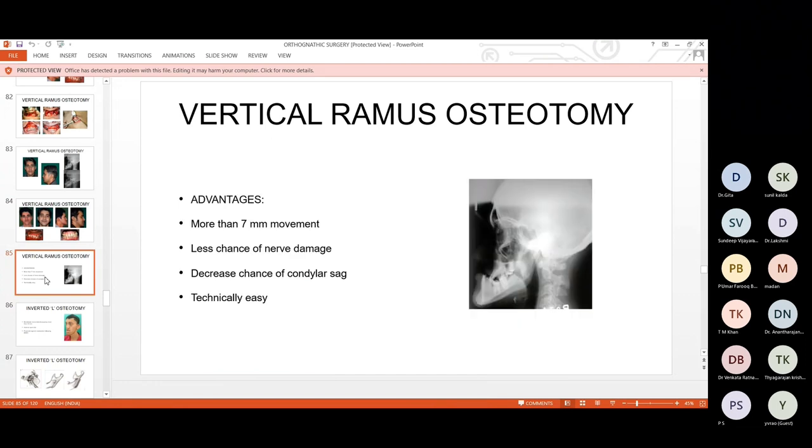So vertical ramus osteotomy, when do you consider it? You consider it when there is more than 7 millimeter movement. There is less chance of nerve damage, obviously, because you are going much behind in the mandible. There is a decreased chance of condylar sag, and it is technically fairly easier to perform. It will lead into another one.